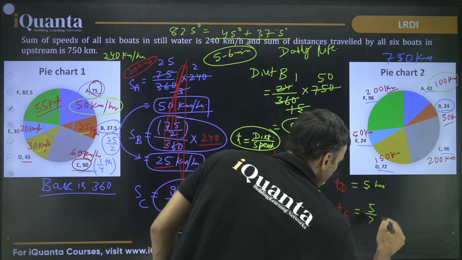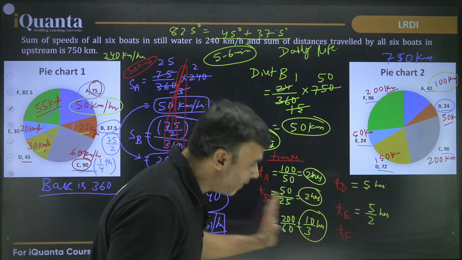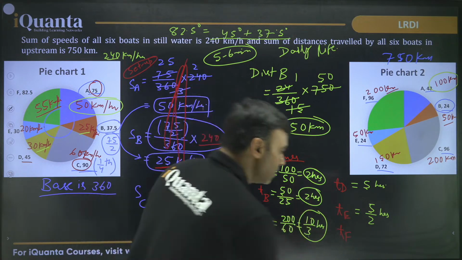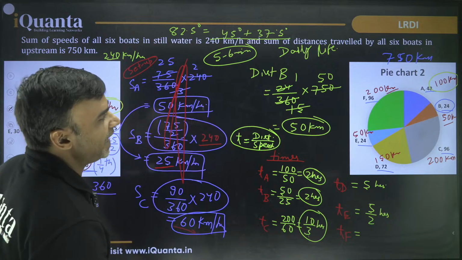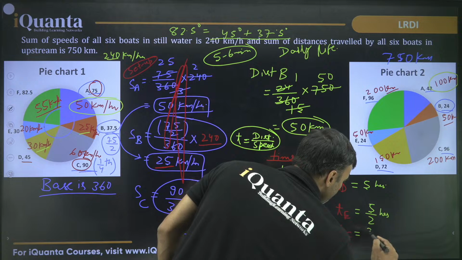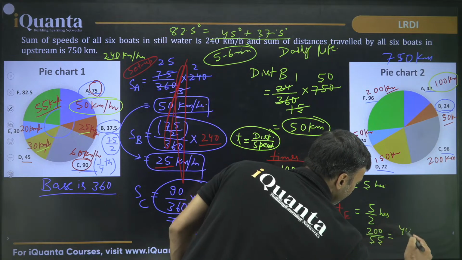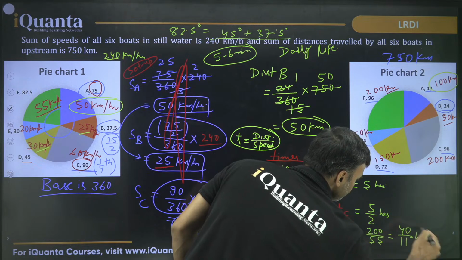Can we do that? So slowly you have to look for ways where you can save time, where you can save space, and use it. Okay, time of F, 200 divided by 55. So this is not directly divisible, so I'll write it. 200 divided by 55, cancel by 5, you will get 40 by 11 hours.